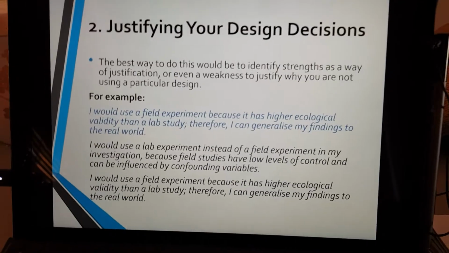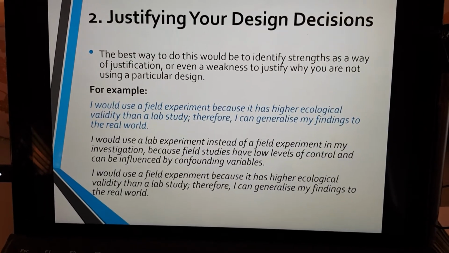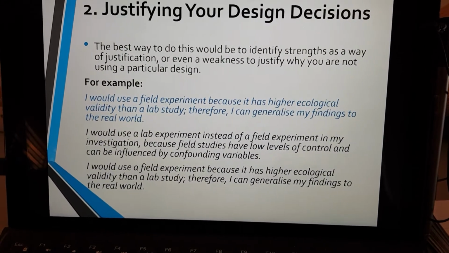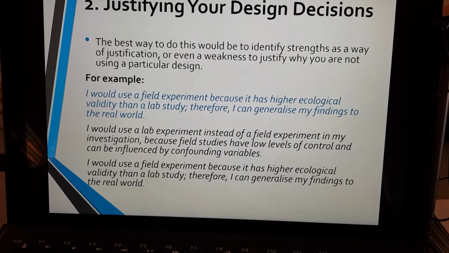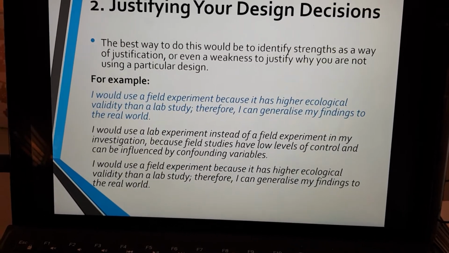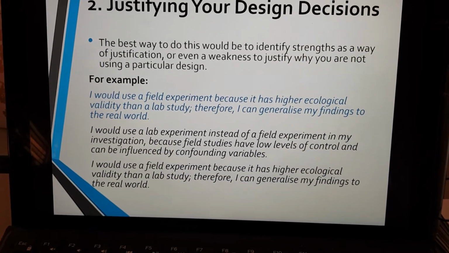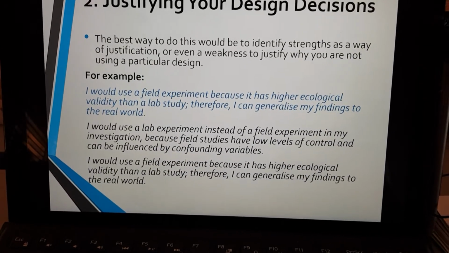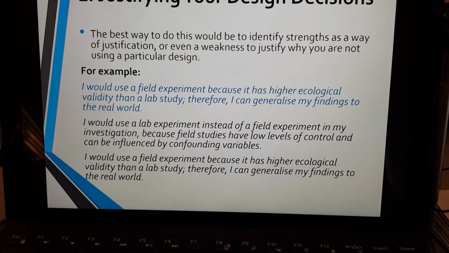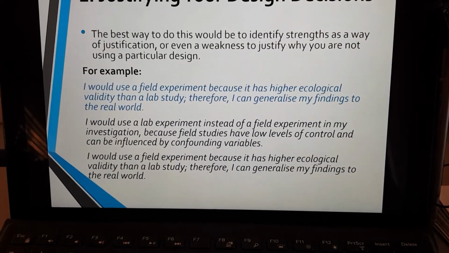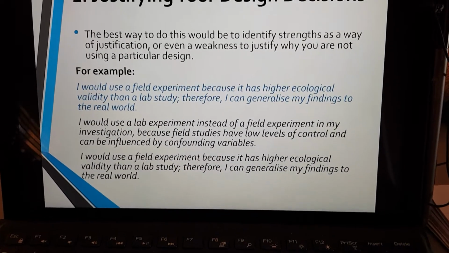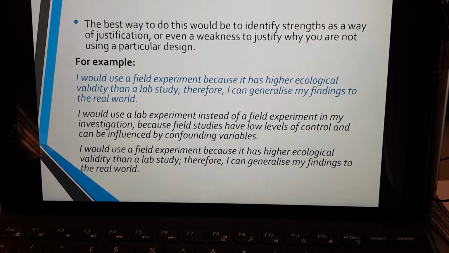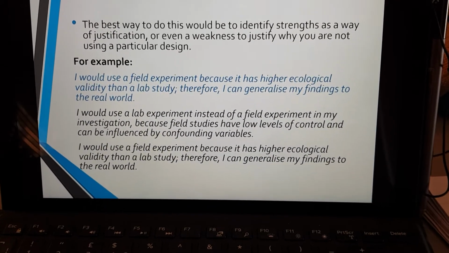So the second bit is justifying your design decision. So what you have to do is explain why you're doing something. Okay, so you're going to identify a strength of doing it in a particular way, or even a weakness of doing it in a different way. Yeah, so there's some examples there. So if we use the first one, I would use a field experiment. Because it has a higher ecological validity than a lab study. Therefore, I can generalise my findings to the real world. So that's a clear strength there as to why you would use a field experiment. Okay, you've justified why you're going to do it. You might decide to do a lab experiment.